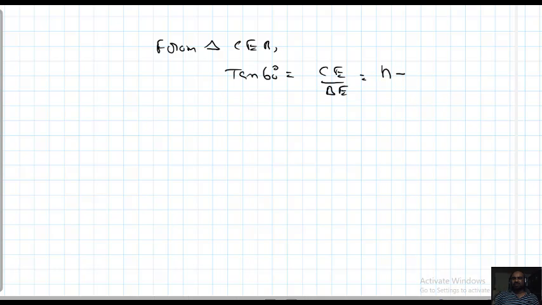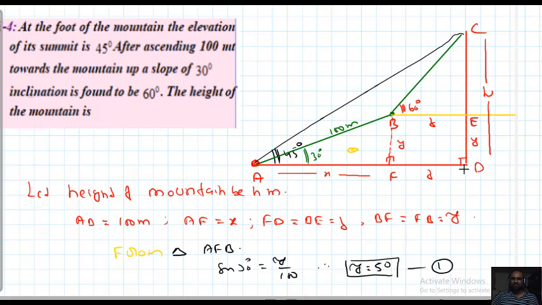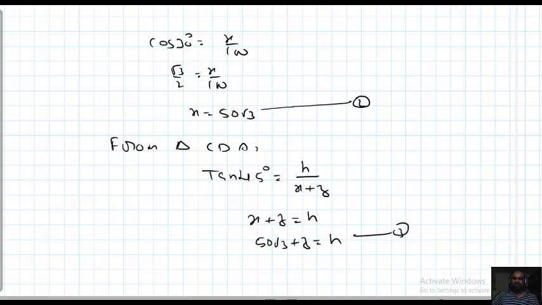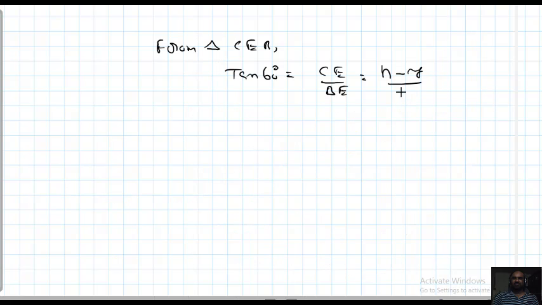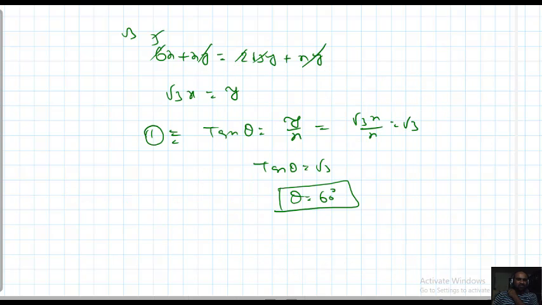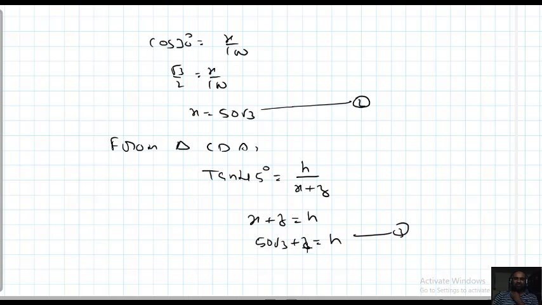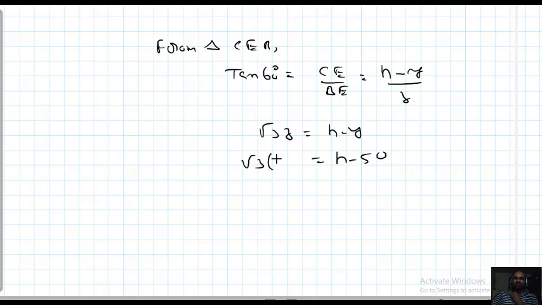What is C? I will write h minus y by BE. BE means z. So root 3 z equal to h minus y. We want h. I think already we got y somewhere. Y equal to 50, that is h minus 50, and root 3 into z, also somewhere we got z. Z equal to h minus 50 by root 3.